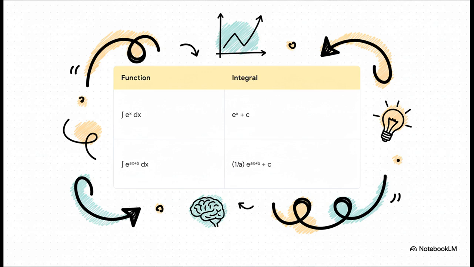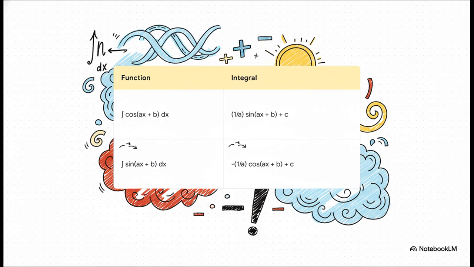And hey, if you have a linear function up in the power, like e to the ax plus b, that little rule we just learned applies again. You just divide by a, the number in front of the x. Easy. All right, on to the trig functions.